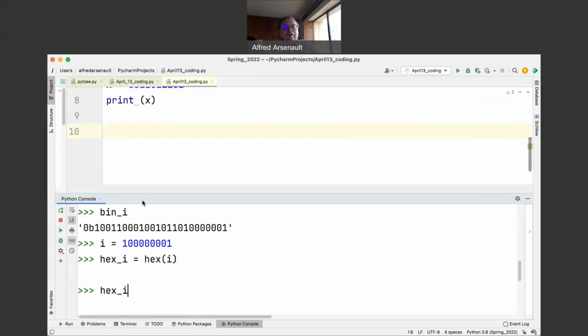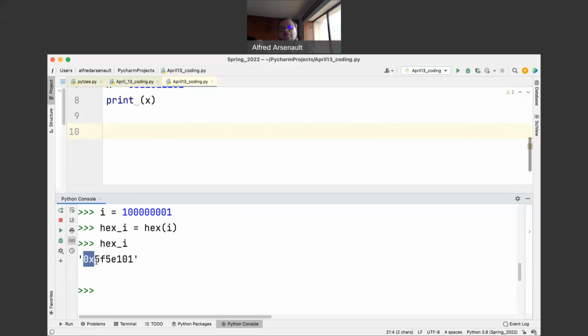And what is the value of hex_i? Python prints out 0x to show us that this is a hexadecimal number. Python is telling us this is a hexadecimal number: 5F, 5E, 101. Now, syntax: sometimes you will see these A, B, C, D, E, F in uppercase. Sometimes you will see them in lowercase. It doesn't matter as long as you're consistent. PyCharm chooses to use the lowercase representations. I've seen other versions that use the uppercase. Again, it doesn't matter. I tend to use uppercase in class. I know that PyCharm tends to use the lowercase. Other implementations, it doesn't matter.